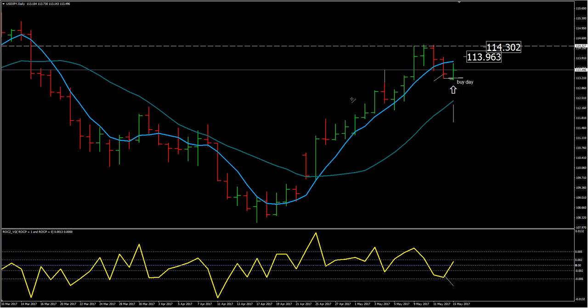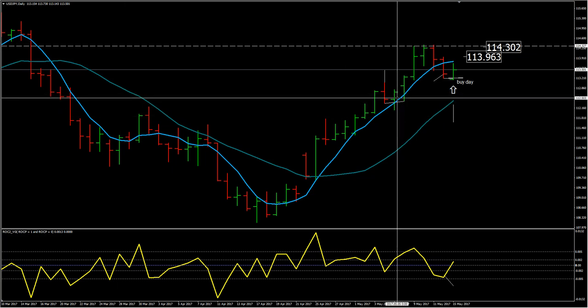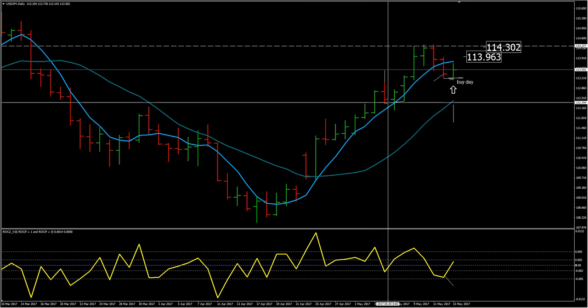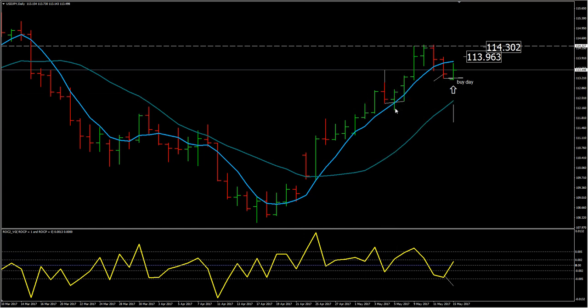Price failed to actually go below here, and this was a classic rejection from the 5 simple moving average, and also failed to break the low of the previous day, and that was a good buying opportunity here. This is just the model which is triggered according to this one.